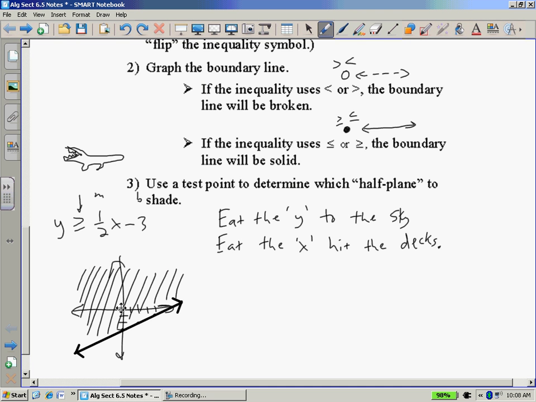You could also plug in, say, the point 0, 0, and see if it's true. So let's plug in the point 0, 0. It's shaded, so it should be true. So let's see if that works out. 0 times 1/2 is 0. Minus 3 is negative 3. 0 is indeed greater than or equal to negative 3. So we've shaded this correctly. It's always a good idea to go ahead and pick a point, say the origin, that's off the line, and just make sure that it truly makes the inequality true. This should have been shaded, and it did work out. Eat the y to the sky, eat the x, hit the decks.